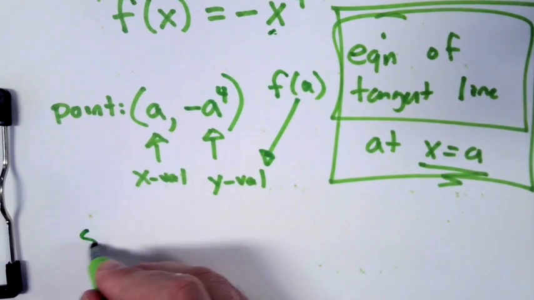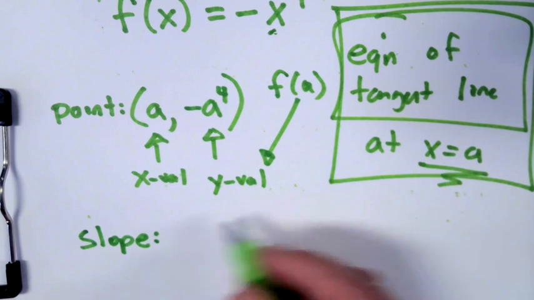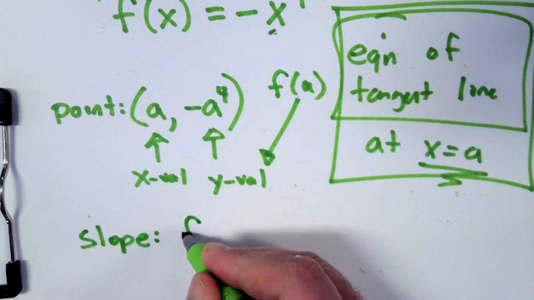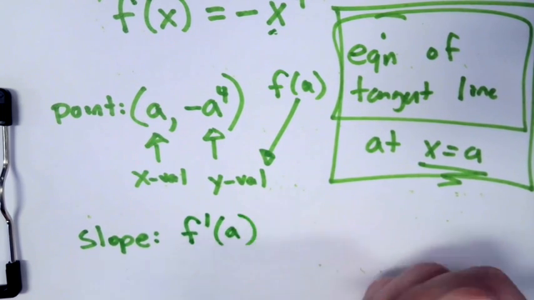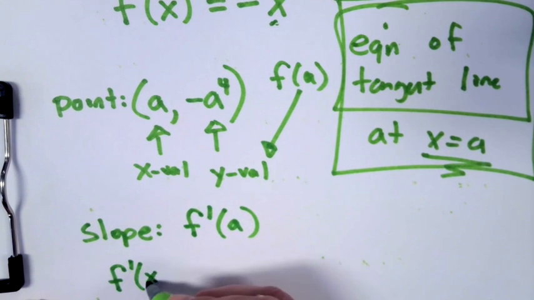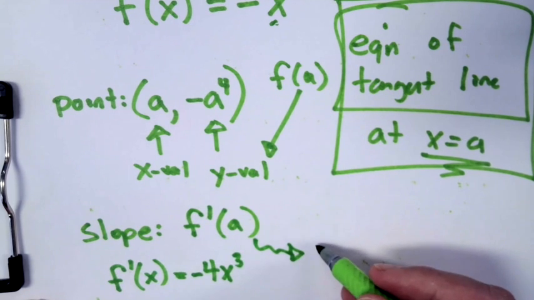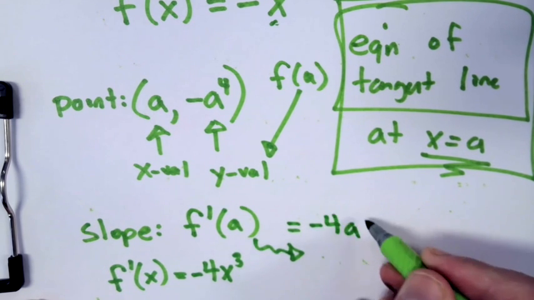Then my slope is going to be the derivative evaluated at that number. And sometimes I have a number, but sometimes I just have x is equal to a. So I have f prime of a. To figure out what f prime of a is, I can figure out that f prime of x is equal to negative 4x cubed. That means f prime of a would be negative 4a cubed.